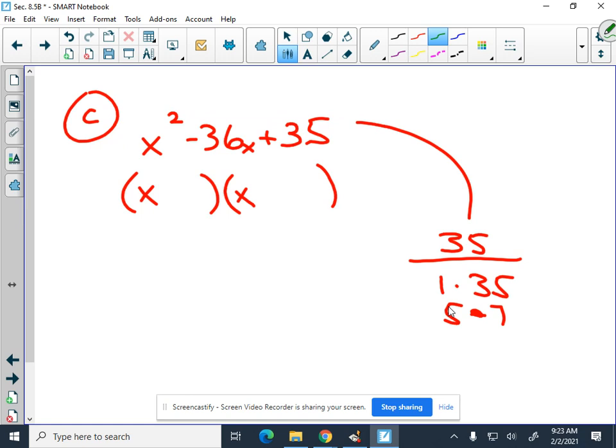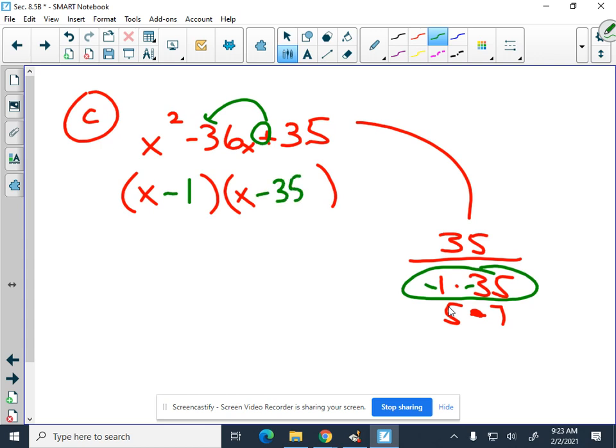But now we look, as we read this thing backwards, they have to multiply by 35, but they have to add up to be negative 36. Well, what numbers add to 36? 1 and 35. We get a negative and a negative, because if they add up to a negative, they're both going to have to be the same. Negative 1 and negative 35 will add up to be 36. So we put minus 1, minus 35.